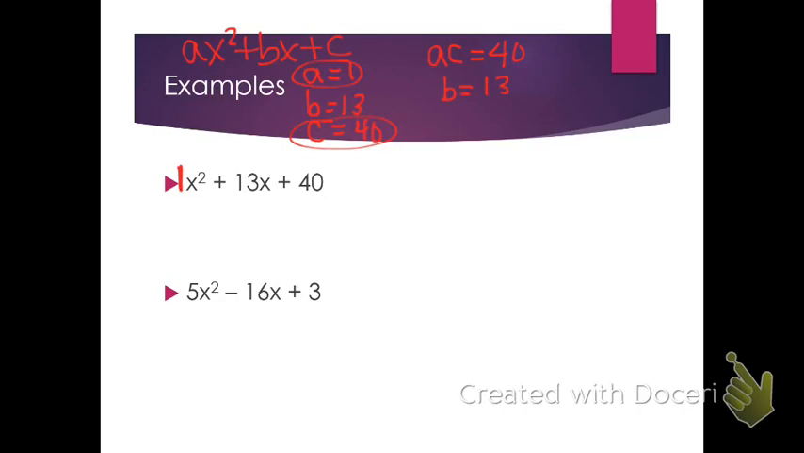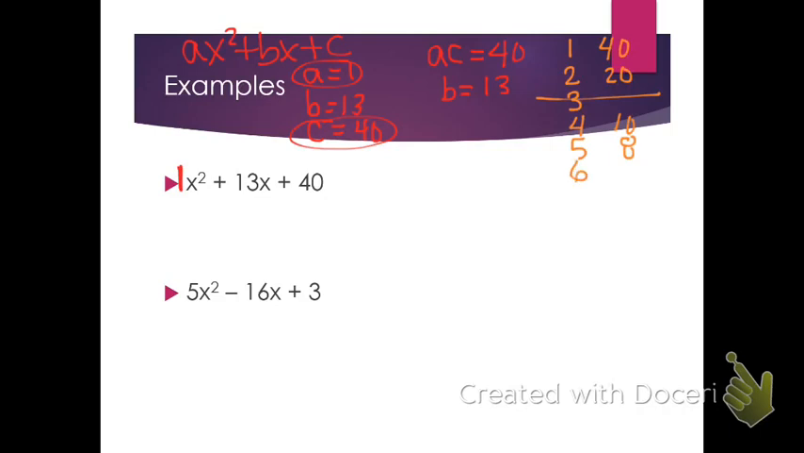So I would have to brainstorm all the things I could think of that multiply to 40 until I find the ones that add up to 13. If I can't think of it after a few seconds, I find it useful to start making a list. So start at 1 and then work your way up. 1 times 40 is 40. 2 times 20 is 40. There's nothing, 3 times something doesn't equal 40. You can't do that with integers. 4 times 10 is 40. 5 times 8 is 40.